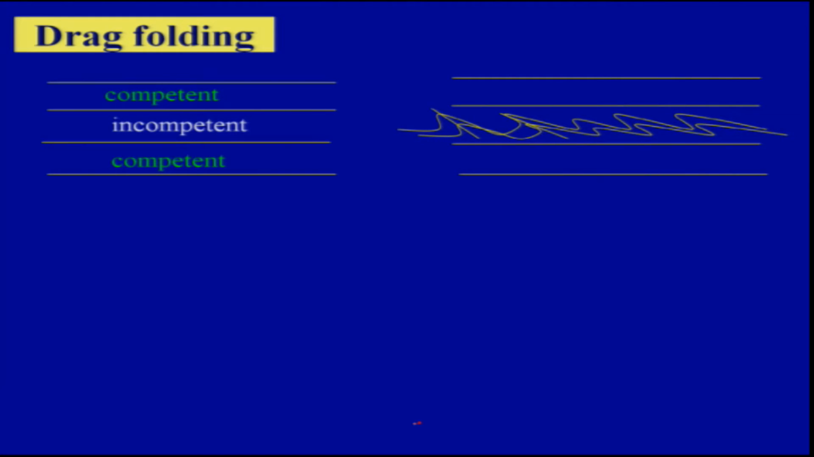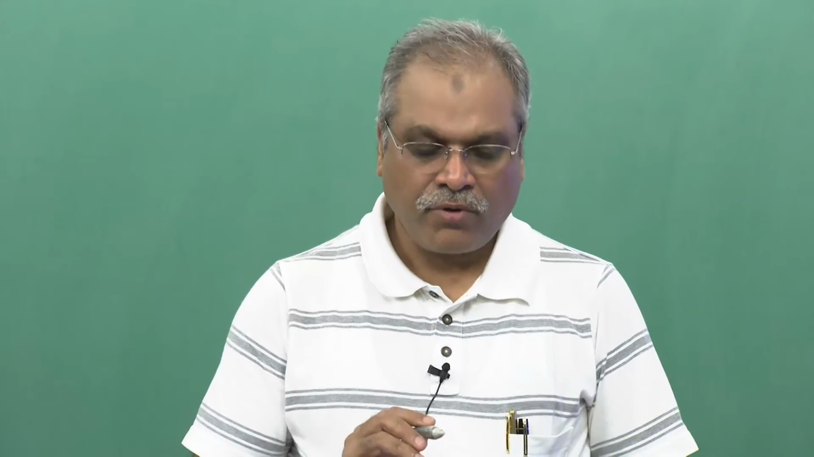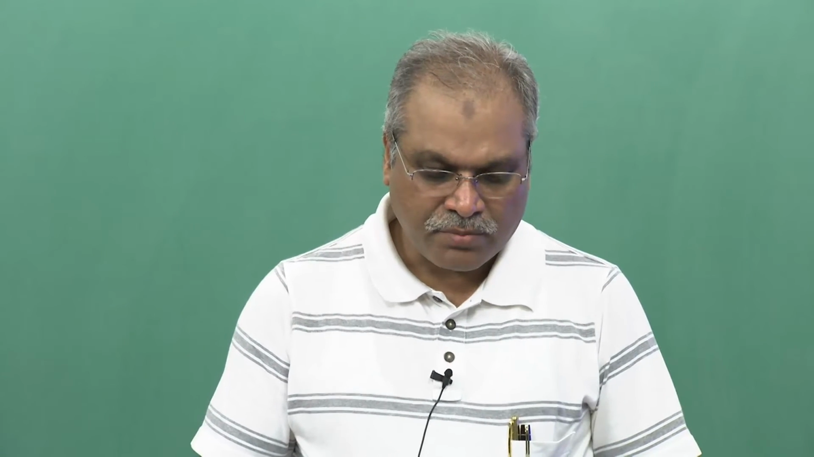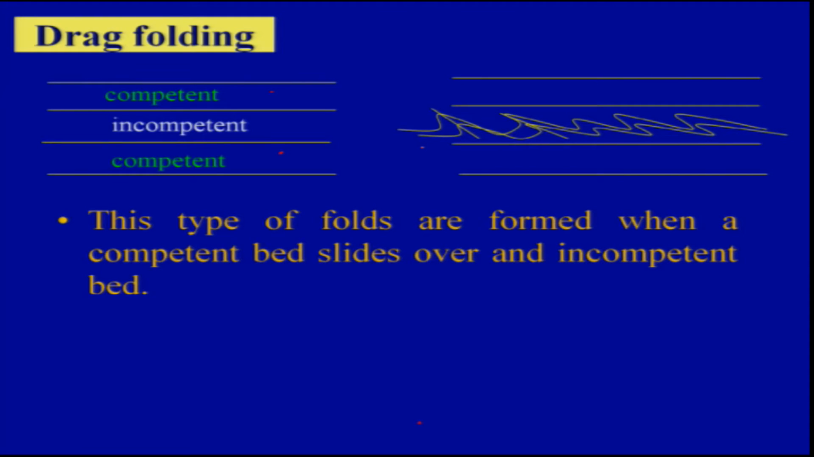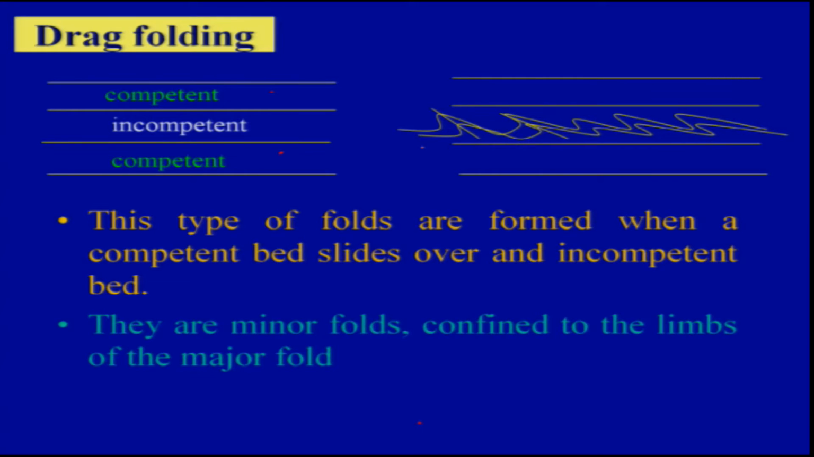This is another important part where we talk about the difference in the strength of the layers, the strata or the beds, where we have competent beds, two competent beds, and in between them squeezed is an incompetent bed. Then during the folding, this incompetent bed will slip. And that is extremely dangerous, because you may say that in the competent beds no folding will take place and no slippage will occur, but the incompetent beds or layers will have problems. They will slip and result in displacement of the layers. So this type of fold is formed when a competent bed slides over the incompetent one.